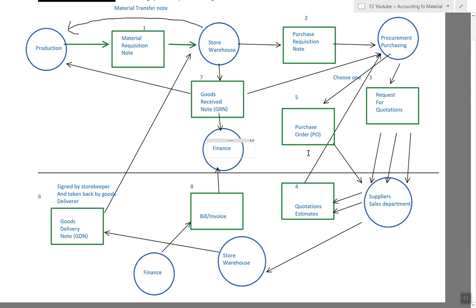And when the finance department sees that all the things are there, there is a purchase order, there is a goods received note, there is an invoice, and then they look at the time, usually before the due date, they will make payment, and they will use a document called remittance advice.